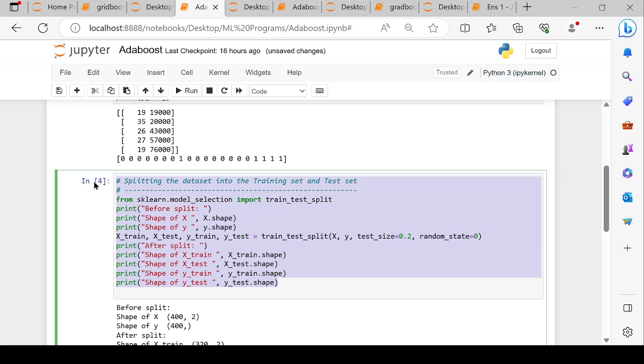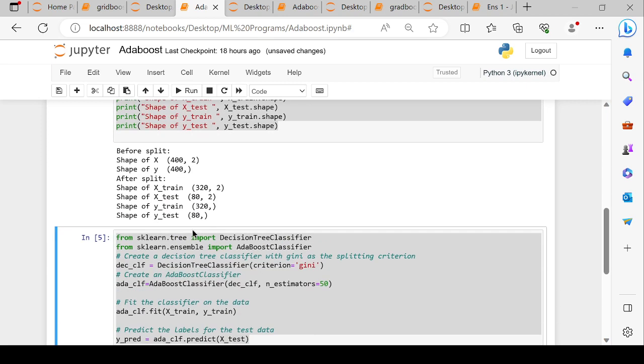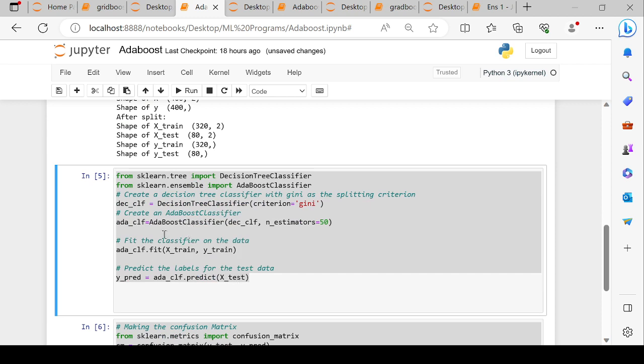Split the data set into test and train. Now here is the classification. Here you have to specify which classifier you are going to use, the base classifier. I'm going to use the decision tree classifier. From sklearn.tree, import DecisionTreeClassifier. Then from sklearn.ensemble, import AdaBoostClassifier. So these two are important statements.